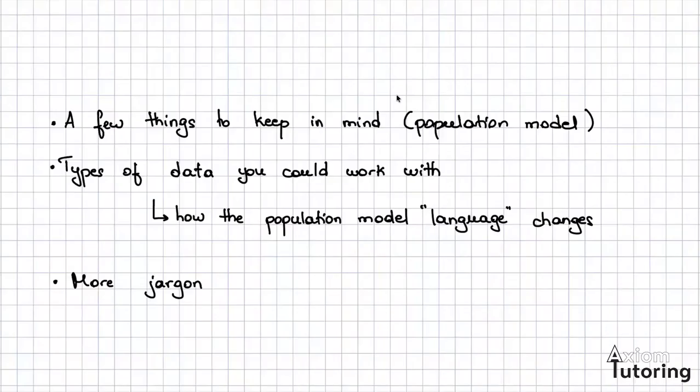In the first video of the introductory jargon bits, we learned about a few things to keep in mind, especially about the population model. This video is going to be about types of data you could work with and how the population model language changes. This is going to make it a little bit easier for you to understand why the population model and the way that we write our generic model changes depending on the kind of exercise that you are thrown at.